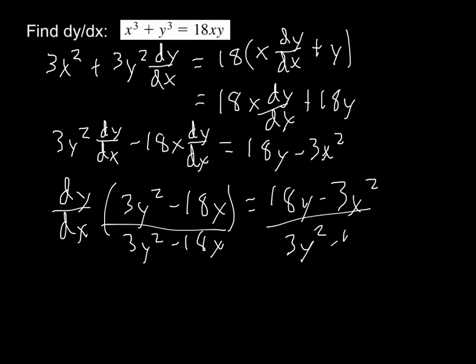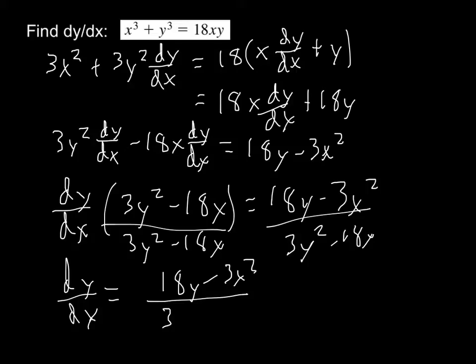3y squared minus 18x. So my final answer, dy dx, is equal to 18y minus 3x squared over 3y squared minus 18x.